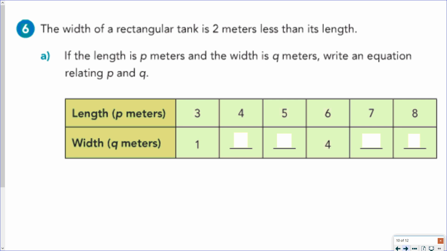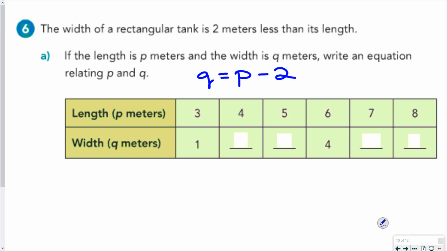So for 6 here, we do have to write our equation, and then we have to fill in the missing pieces of our table. So the width of a rectangular tank is 2 meters less than its length. If the length is P meters and the width is Q meters, write an equation relating P and Q. Well, in this case, we would have to know our length first because it says the width is 2 meters less than its length. So Q would equal P minus 2.